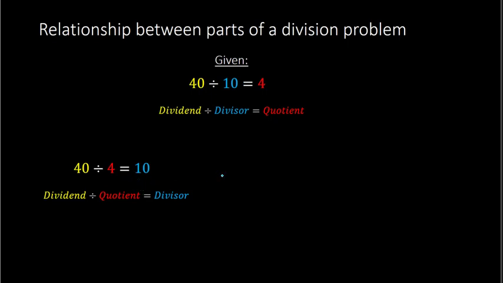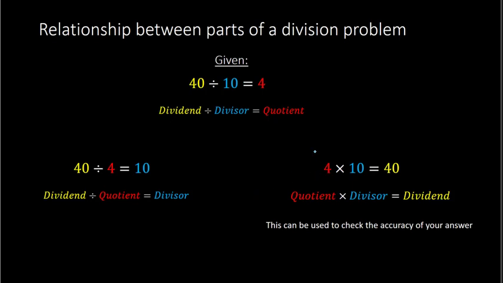And then another thing we could do is take the quotient times the divisor. So 4 times 10 would equal the dividend, which is 40. So those are different relationships within a division problem. This last one with the multiplication can be used to check the accuracy of your answer. If you're not sure if you divided correctly, you can always take the quotient times the divisor and see if you truly have the correct answer, because it should always equal the dividend. With that being said, let's get into an actual division problem.